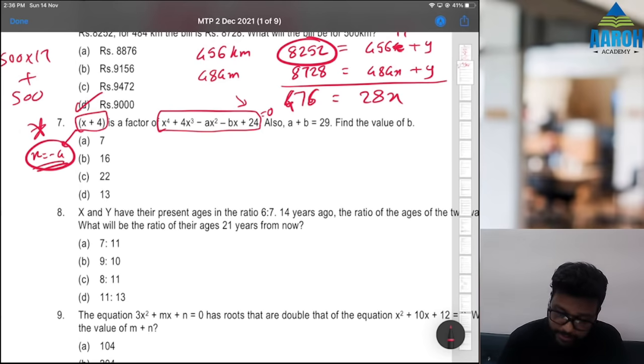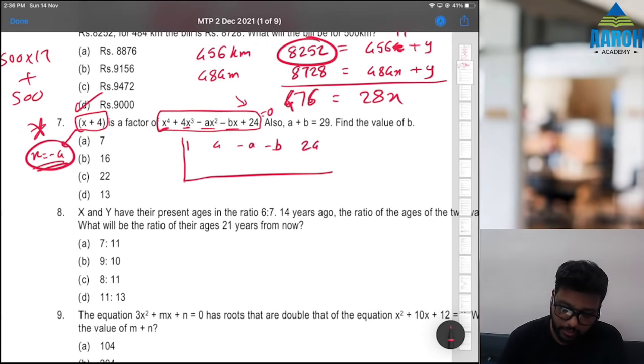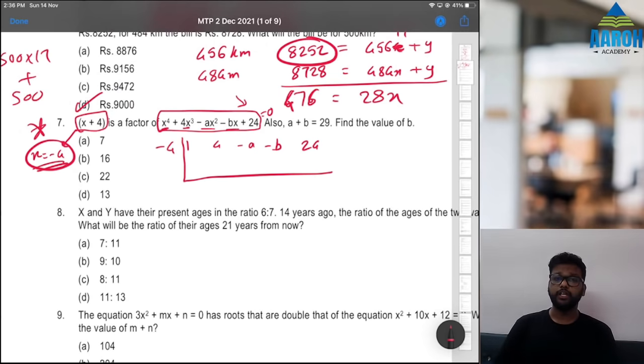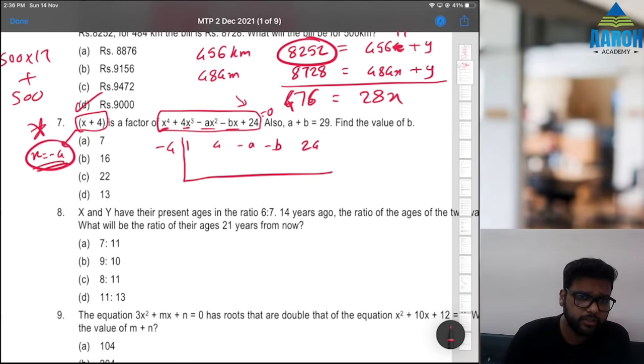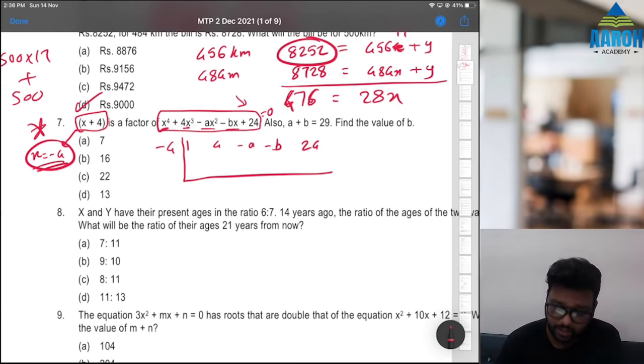So how do we perform synthetic division? We write coefficients 1, 4, minus A, minus B, 24. Then X is minus 4, so we write minus 4 here. If you don't know synthetic division, you can let me know in comments. I can make a short video on that. That is useful for cubic equations.